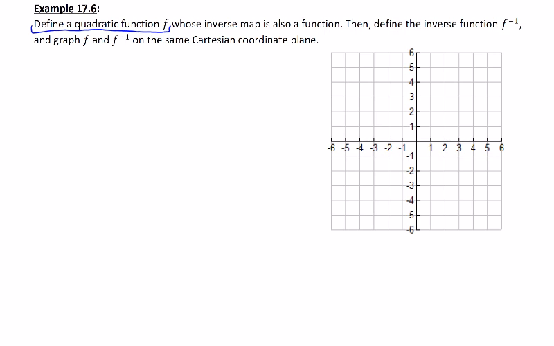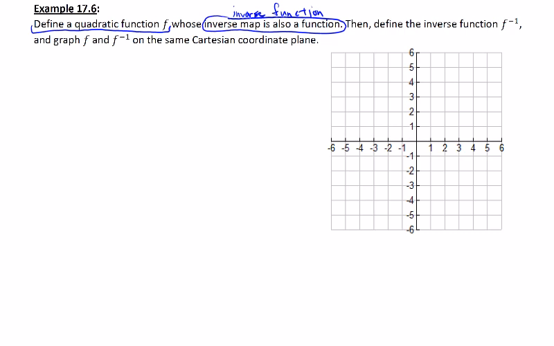So it says here that we're trying to define a quadratic function. And the only real condition we have is that the inverse map is also a function. In other words, we are trying to create something that will have an inverse function. Every time we want to create an inverse function, we have to have a function that is one-to-one.